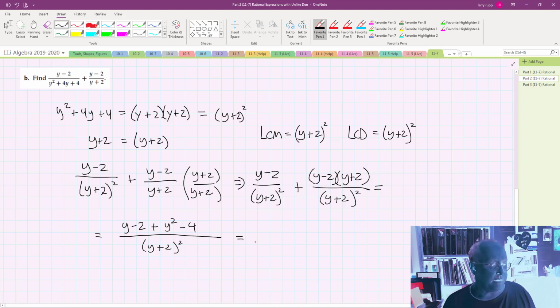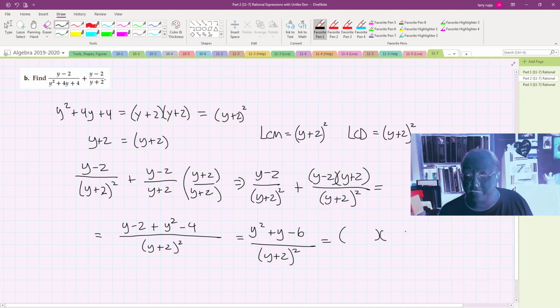Alright, well, now what do we do? Well, we combine like terms, right? And what we get is y squared, let's see, plus y minus 6 all over y plus 2 quantity squared. Okay, so this is a polynomial, a quadratic that you can factor. Alright, so what two things multiplied together give you negative 6 and added together give you positive 1.